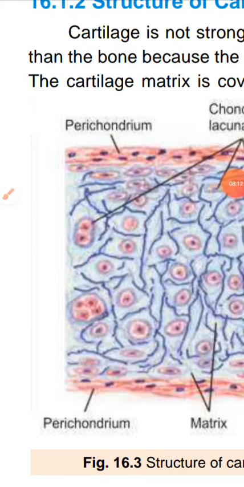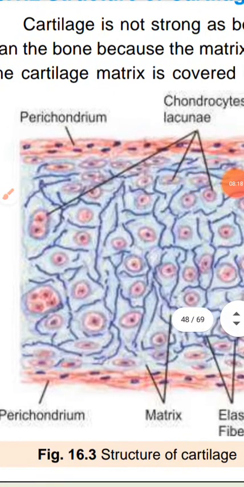At the backbone, backside. Backside is called the dorsal side. Front side is called the ventral side. Upper side is called the anterior side. Lower side is called the posterior side. How many vertebrae are present in the human body? 33 vertebrae. How does cartilage become important between the vertebrae?